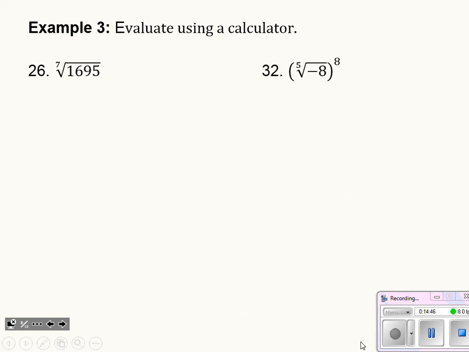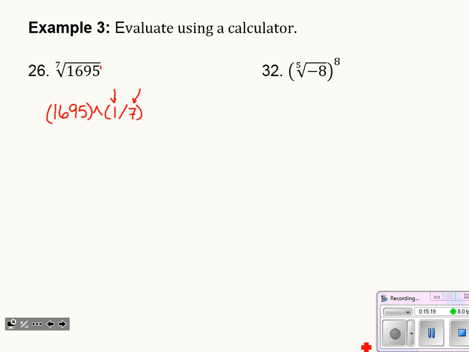All right, next example, evaluate using a calculator. We just need to know what to type in, and we need to be careful with things like negative signs and parentheses. So for number 26, if I have 1695 and I want the 7th root of that, I'm going to type in my 1695, and I'm going to raise it to the 1 divided by 7 power. It's like 1695 to the first, and I'm taking the 7th root of that. First power, 7th root.